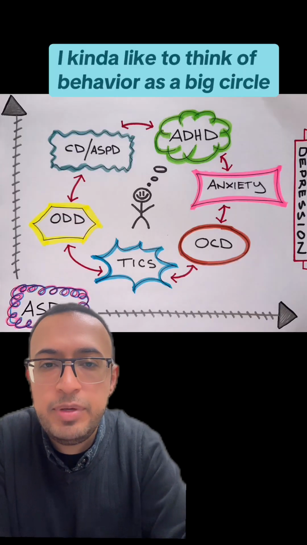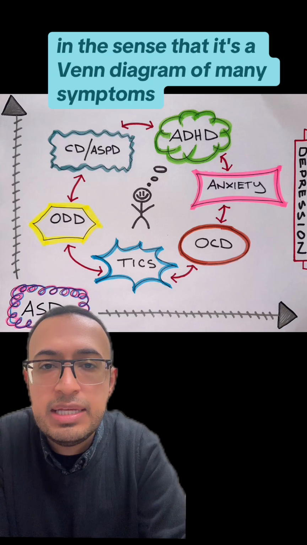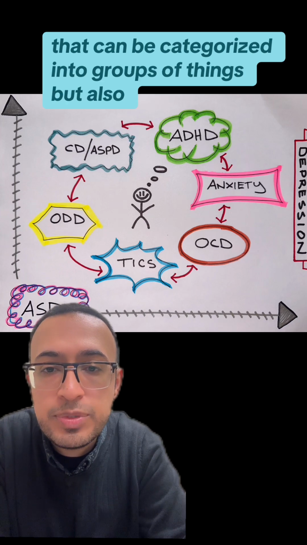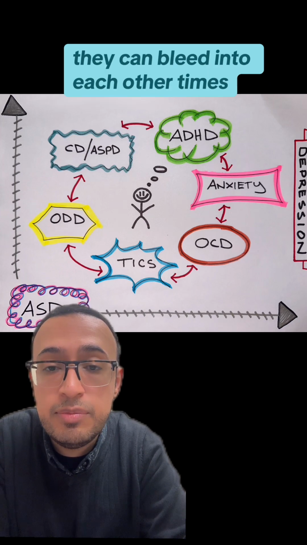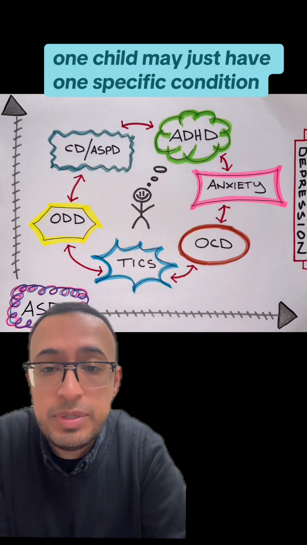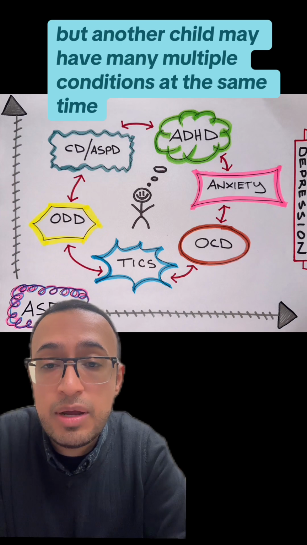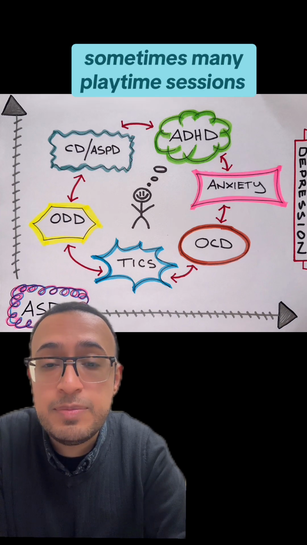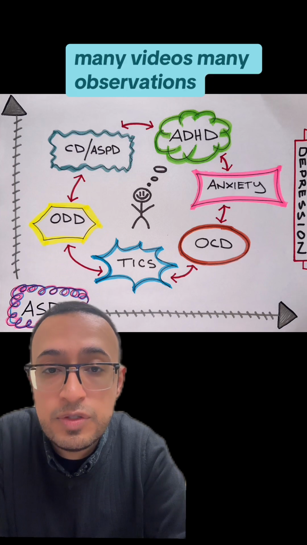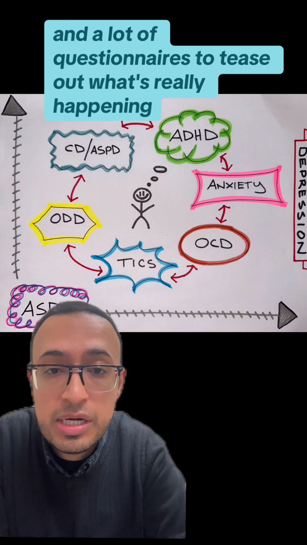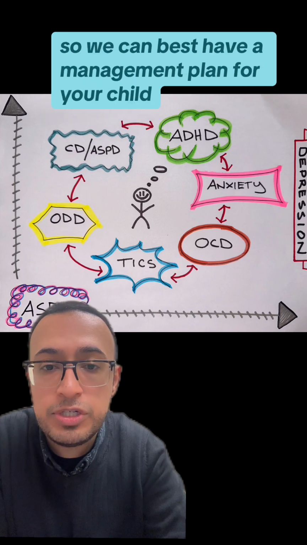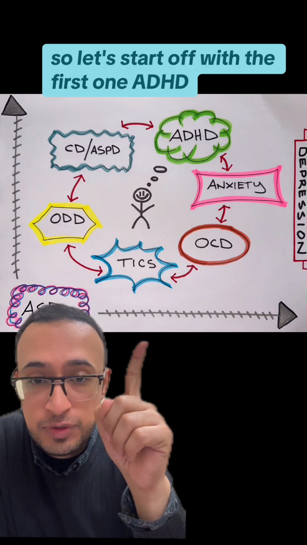I kind of like to think of behavior as a big circle, in the sense that it's a Venn diagram of many symptoms that can be categorized into groups of things, but also they can bleed into each other. Sometimes one child may just have one specific condition, but another child may have multiple conditions at the same time, and it takes your healthcare provider many assessments, sometimes many playtime sessions, many videos, many observations, and a lot of questionnaires to tease out what's really happening so we can best have a management plan for your child. So let's start off with the first one, ADHD.